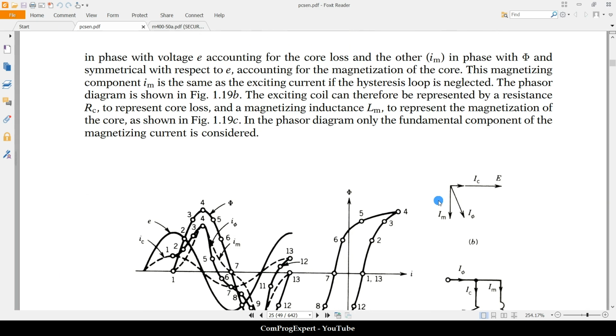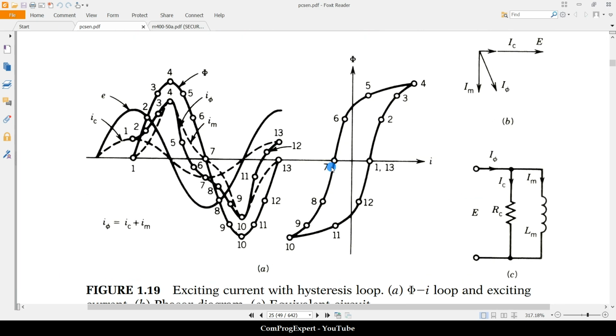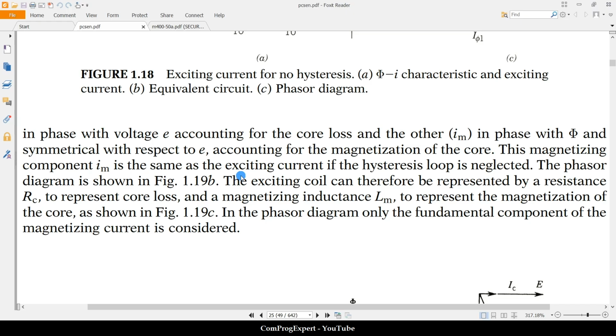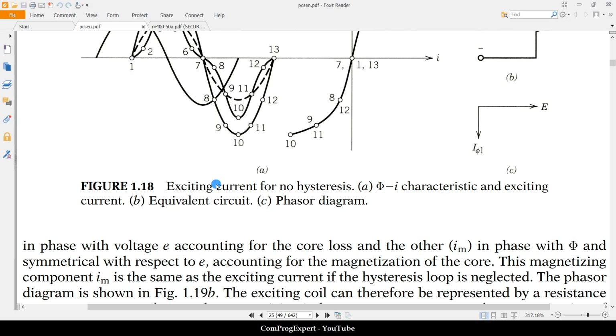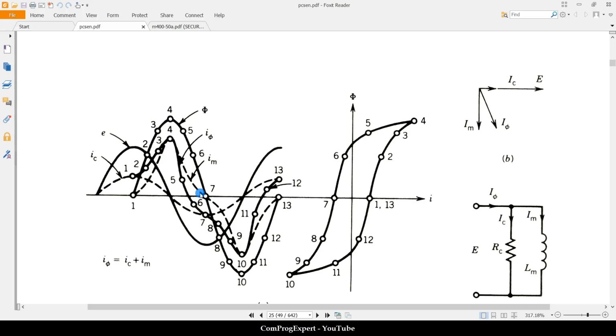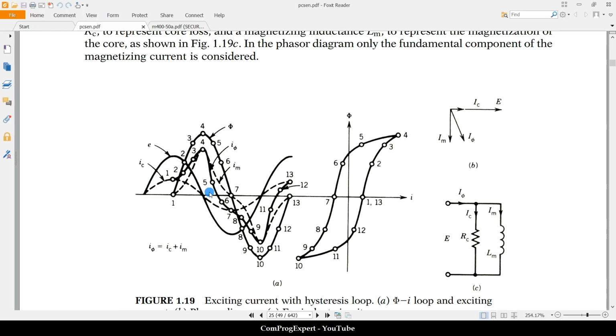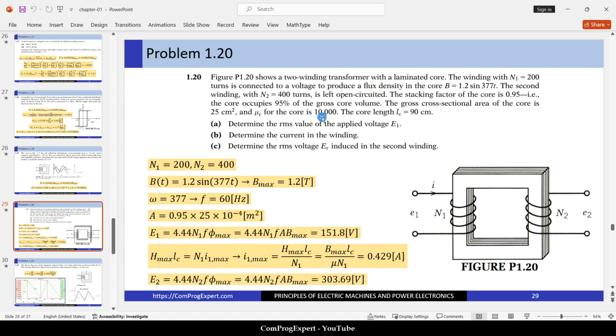And even if we consider hysteresis, the problem will be more complex, and this is the waveform of the magnetizing current. In this case, we have symmetry with respect to the point 7, but in this case, we don't have symmetry with respect to the point number 7. So, yes, because the permeability is constant, we have a straight BH curve.